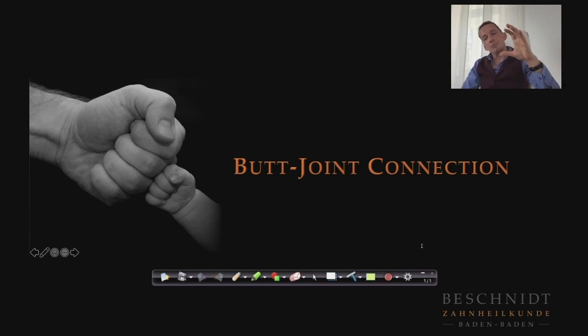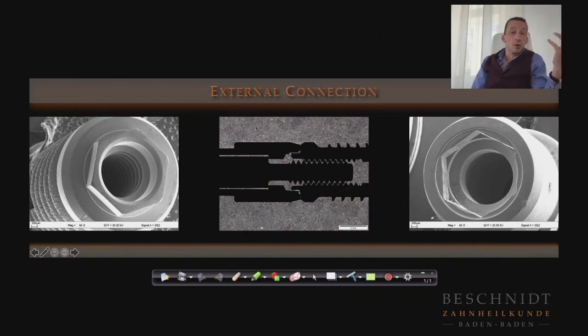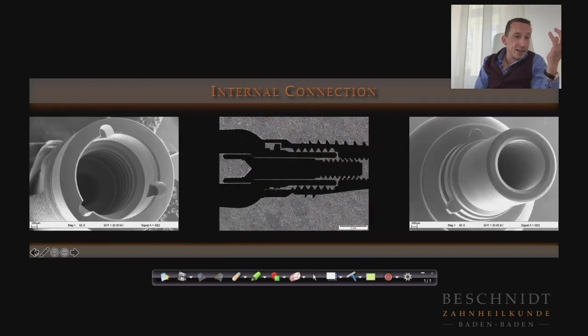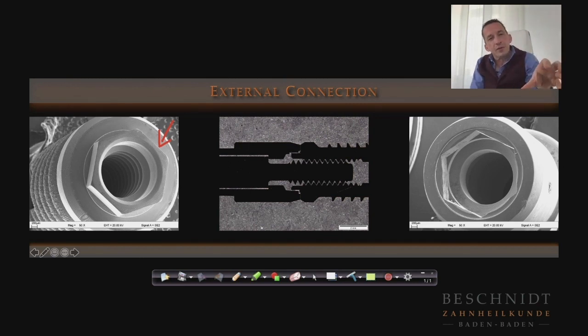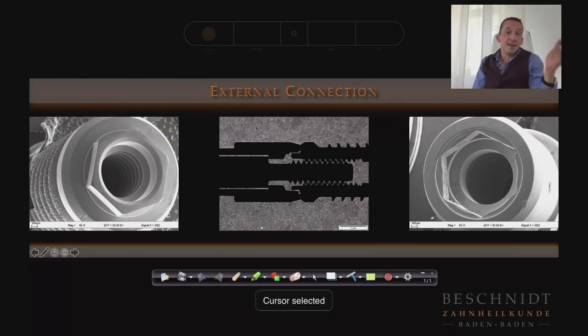So let's have a look at the 2 major connections, butt joint and then the conical connection. This is a butt joint connection. It's one of the oldest. It is an external hex connection. This external hex was not built for prosthetic connection. We have to know that once it was designed, this kind of hexagon was built only to screw in the implant. So this one was first of all just a device to put the implant into the bone. Today we know that the external hex has more problems than advantages.